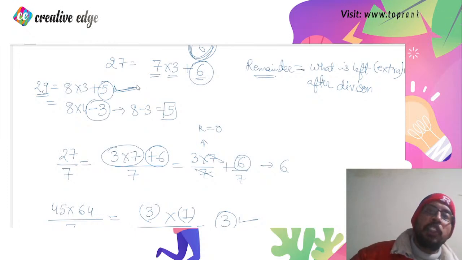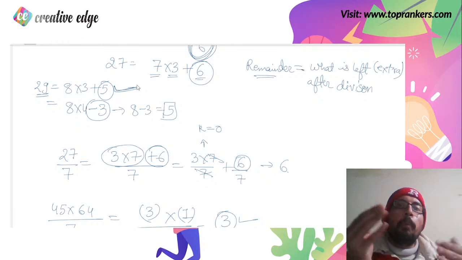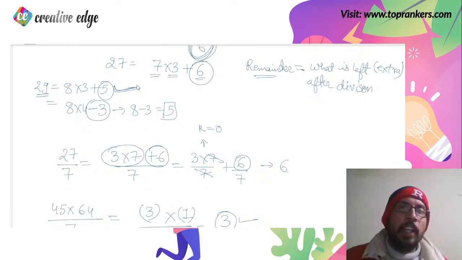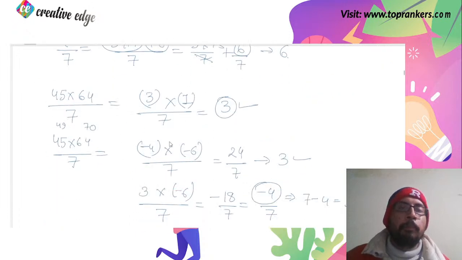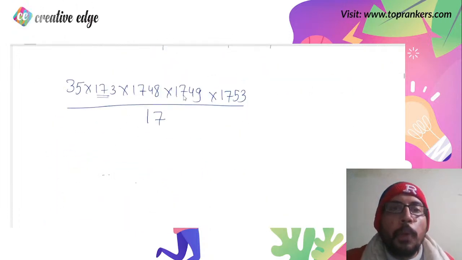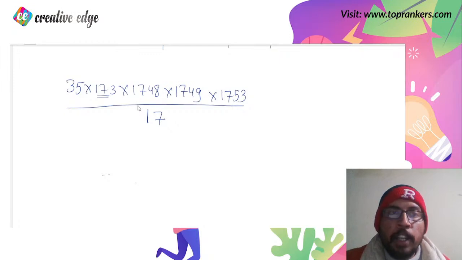You had gone one step ahead. That is why it is your job to come back again to the previous stage, right? So the correct remainder is 5 here. Now I have to find 35 into 173 into 1748 into 1749 into 1753, which is divided by 7. I have to find the remainder in this case.